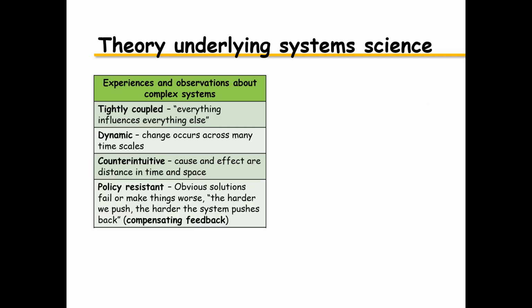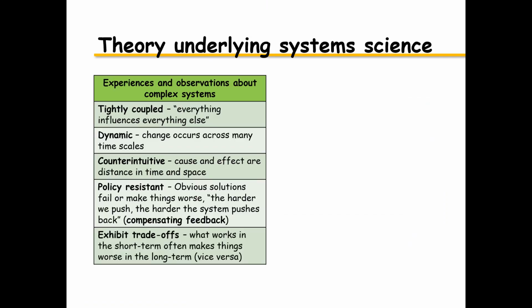We say that systems and problems tend to be policy resistant, that obvious solutions often fail or make things worse. The harder we push, the harder the system pushes back. The reason for that is that within the systems we manage, there's a principle called compensating feedback. Those are often the things that we don't think about in the moment, but they're part of the system that come back and push back against our decisions. And then finally, these problems exhibit trade-offs. What works in the short term often makes things worse in the long term and vice versa.